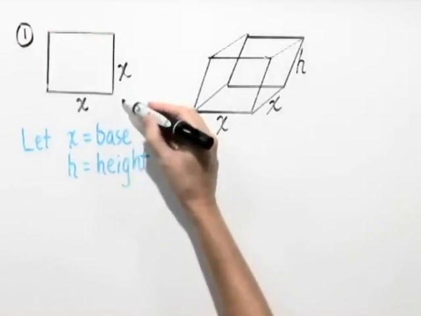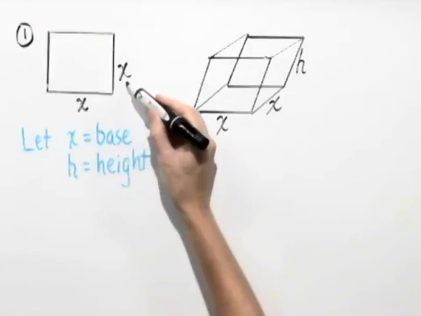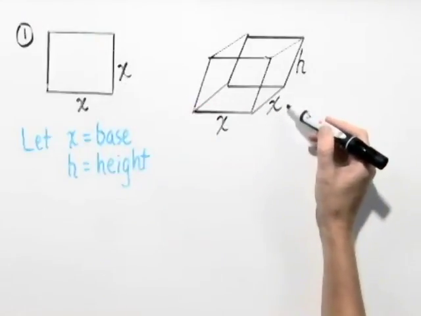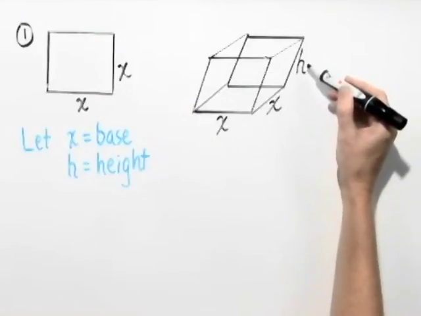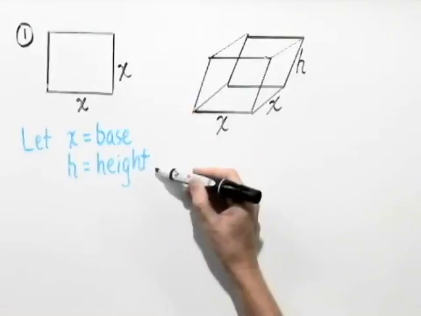Here's our square base, and each side of the square base has length x. And next to it, I've drawn the actual rectangular box with a height of h. So we'll call h our height.